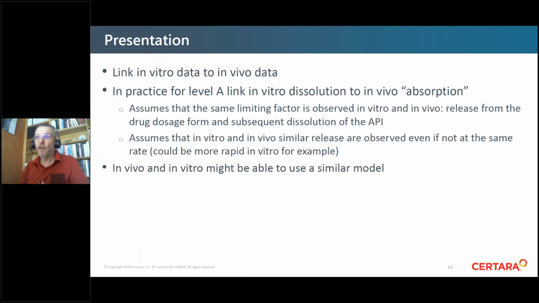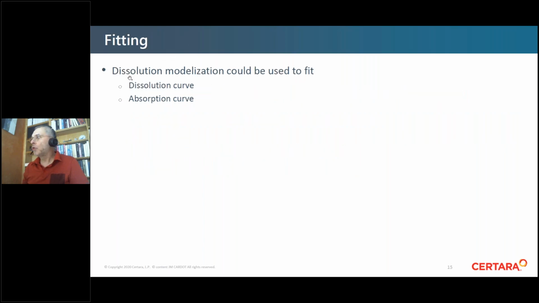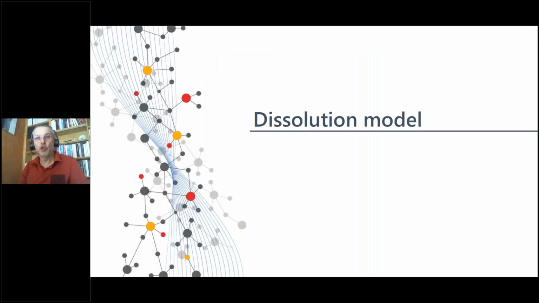IVIVC is nothing more than a link between in vitro and in vivo data. And when we have exactly the same type of phenomena between in vitro and in vivo and the same limiting factor, that does mean that in practice we can make a level C IVIVC. So what I can do here is nothing more than a modelization of a dissolution and absorption curve. And if I have the same model for the dissolution and absorption curve, in this case, I'm sure that I will have a very successful IVIVC. So now we are going to start the dissolution modelization.